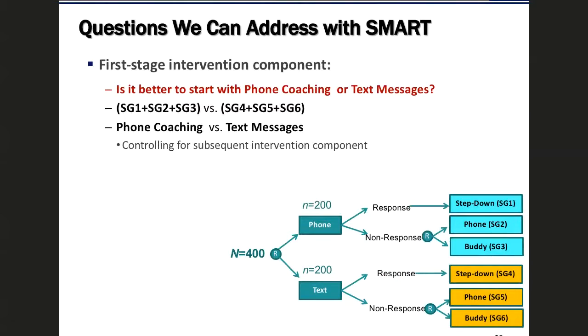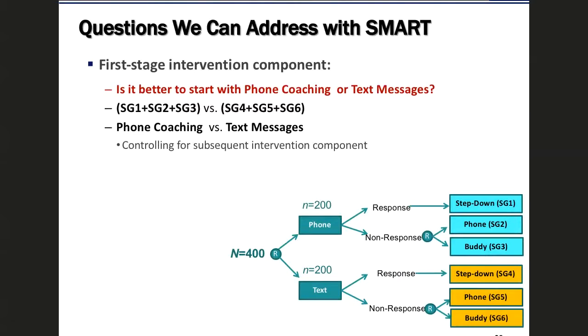This is like a factorial design. Think about the initial component as one factor with two levels, either phone coaching or text messages. And think about the second component for non-responders as a second factor that has two levels, phone coaching or body training. See that? And you cross them.